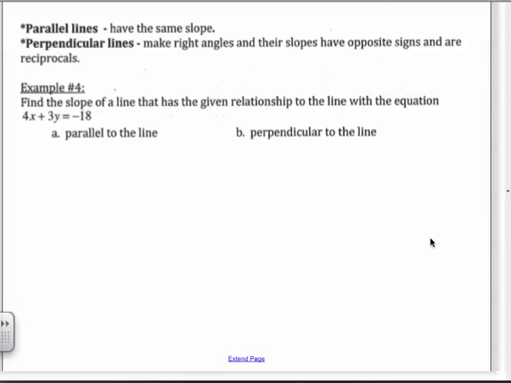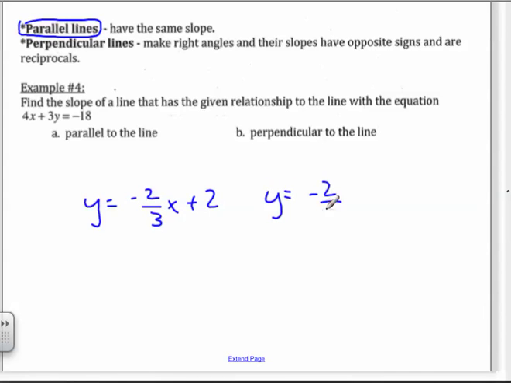Okay, guys, on this last example, just a couple of points. Okay? Parallel lines have the exact same slope. Y equals negative 2/3 x plus 2. Y is equal to negative 2/3 x minus 4.